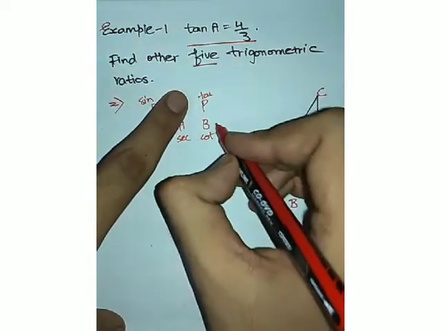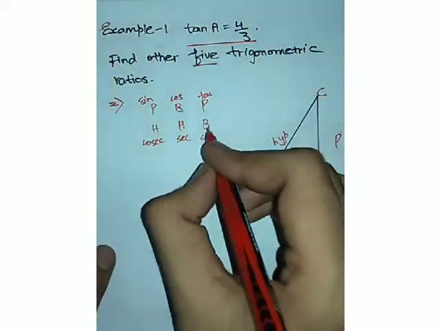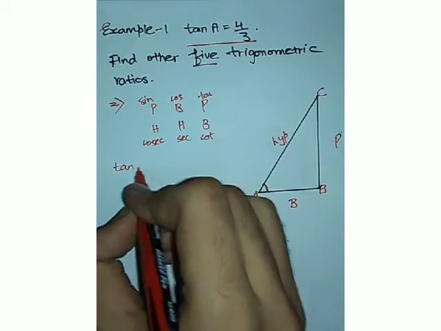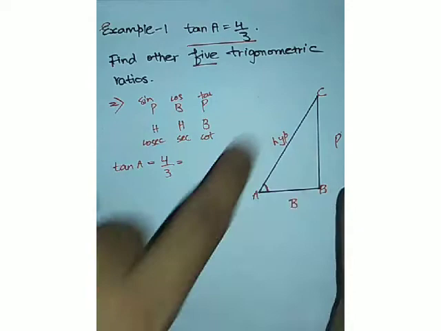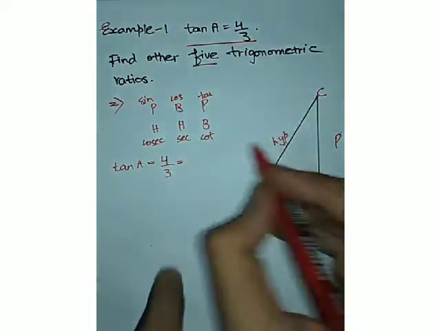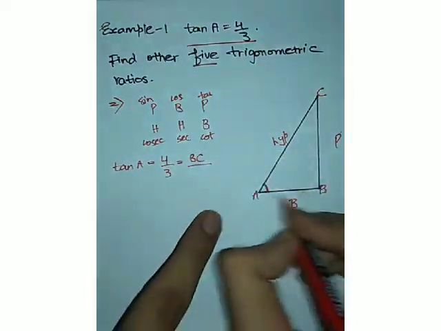So what is tan equal to? Tan is equal to P upon B. Can we write that tan A is equal to 4 upon 3, which is equal to P upon B? What is P? That is BC. What is our base? That is AB.